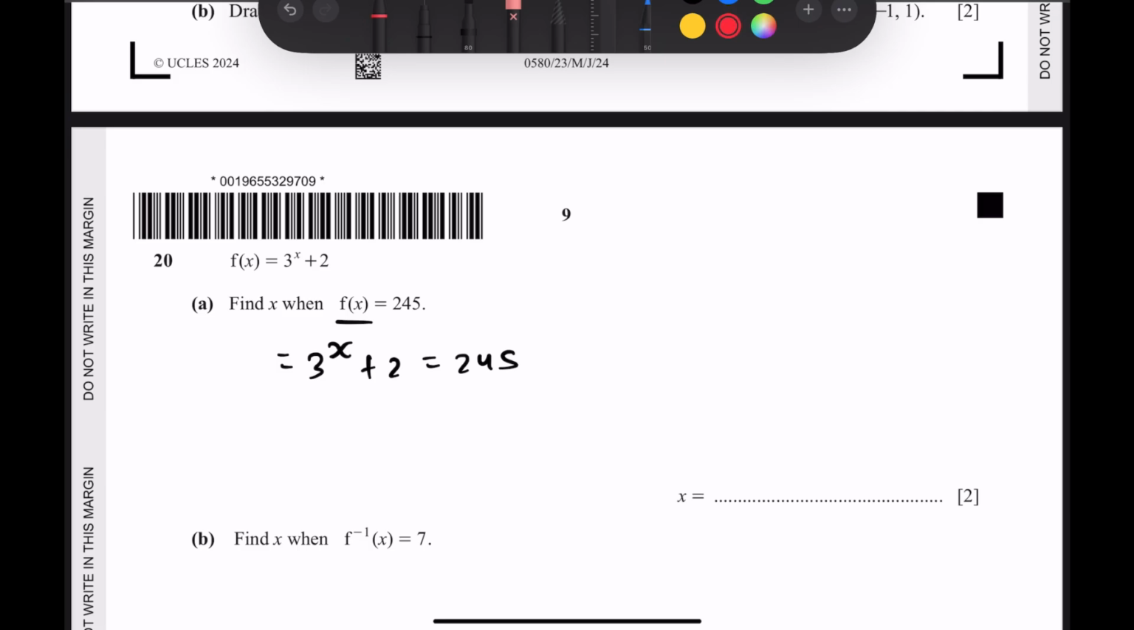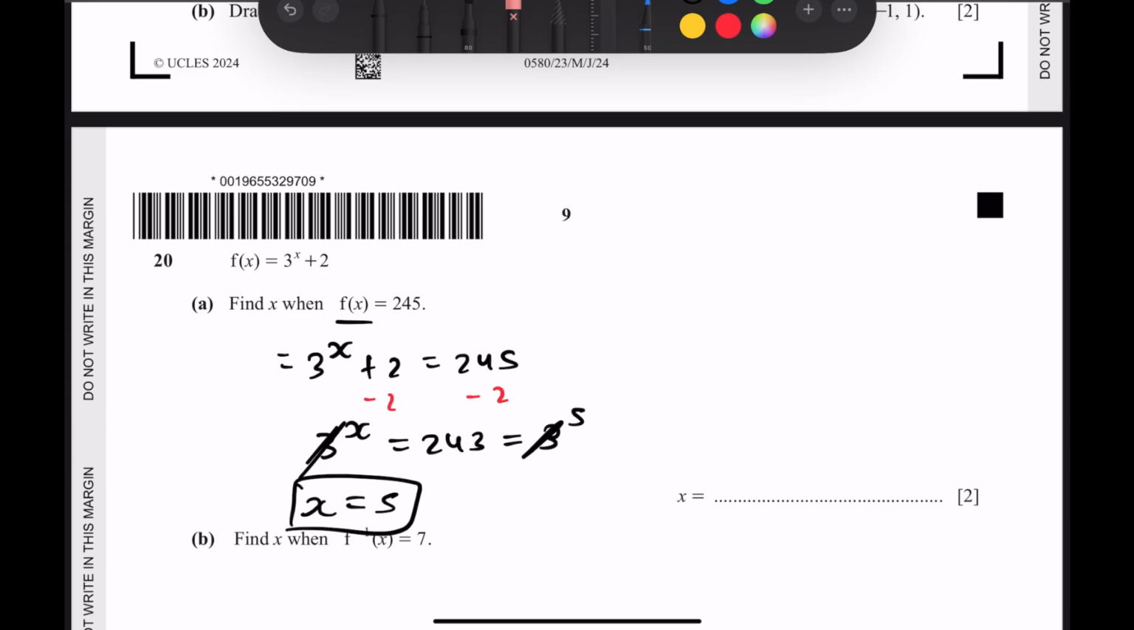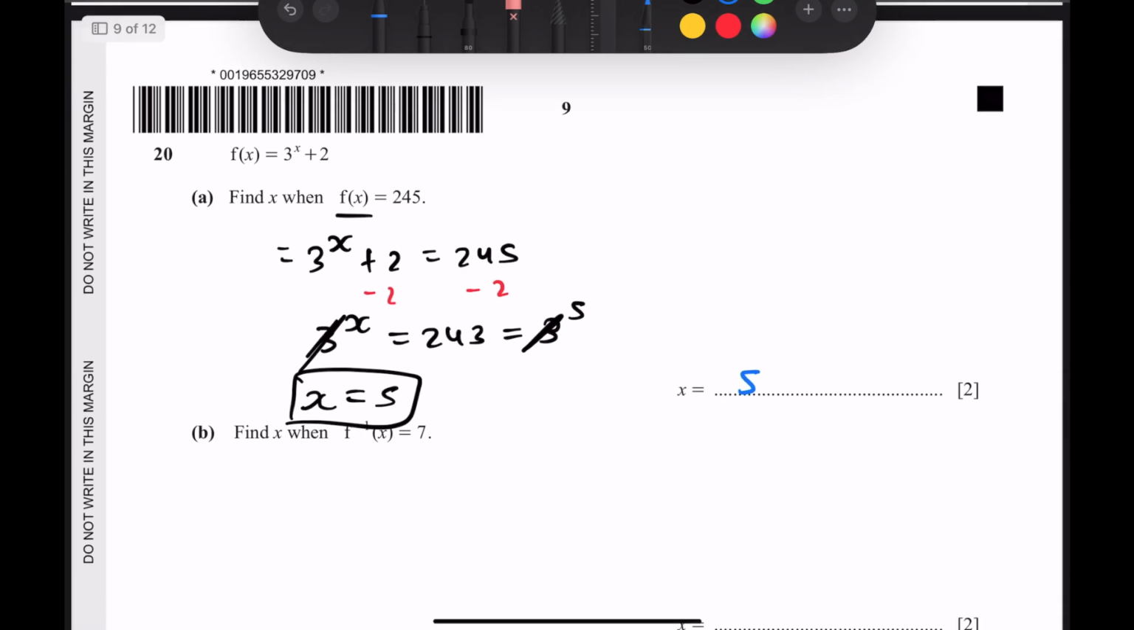So if I subtract both sides by 2, this produces 3 to the power of x is equal to 243, which in turn is equal to 3 to the power of 5. So since 3 to the power of x is equal to 3 to the power of 5, if I remove the 3 from both sides, this means that x is equal to 5. So that's part A solved.